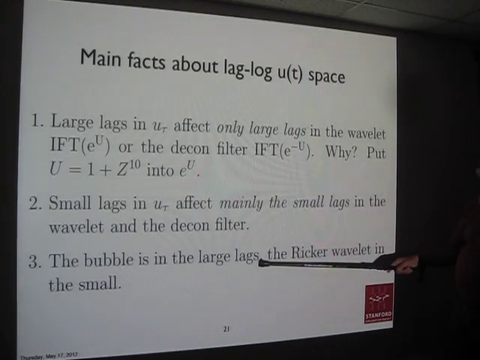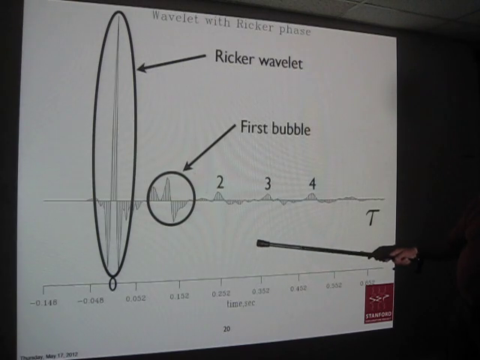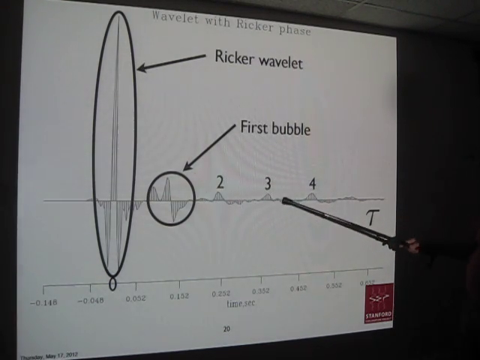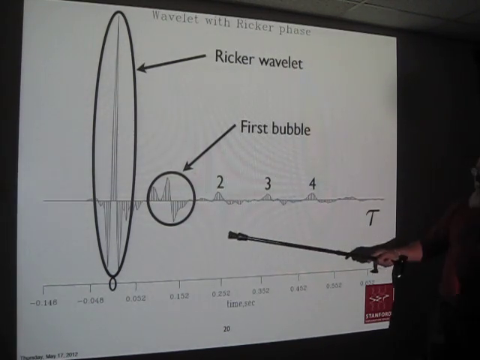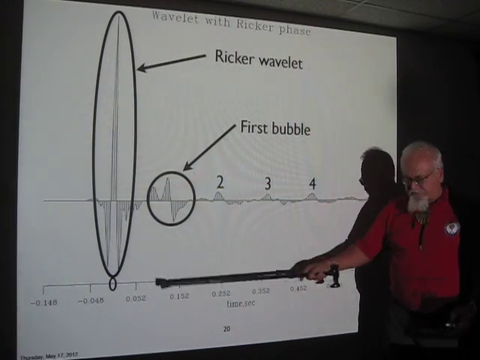So the bubble is in large lags. In other words, here's the bubble. These are the bubbles, these are the large lags out here. And the Ricker wavelet is in the small lags.